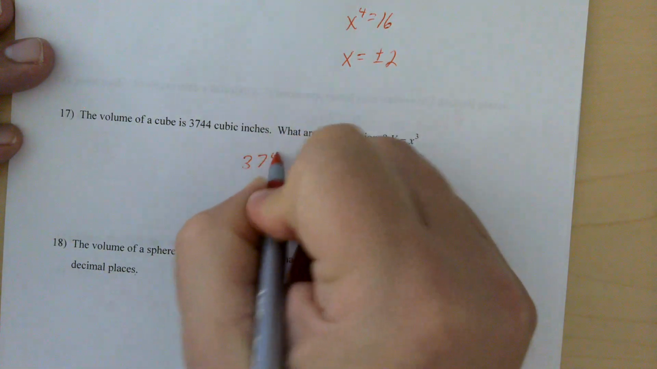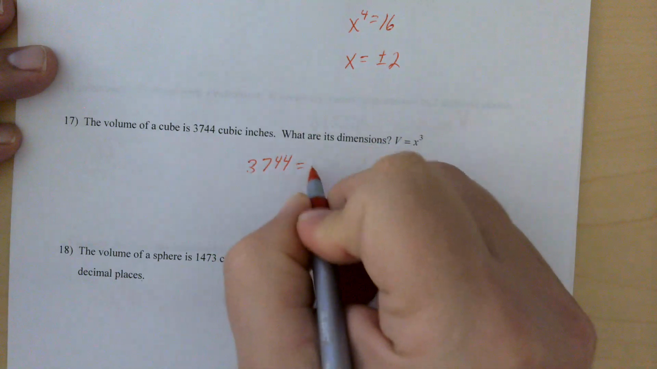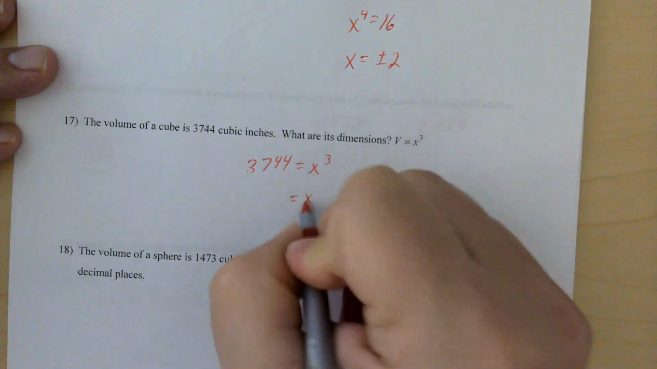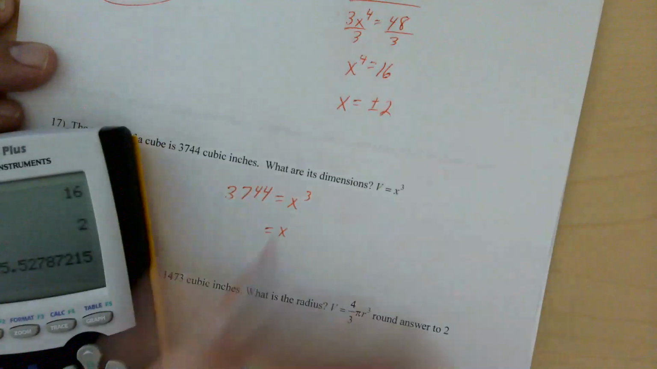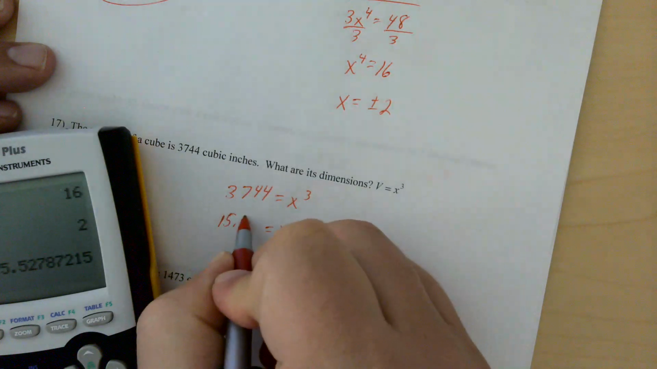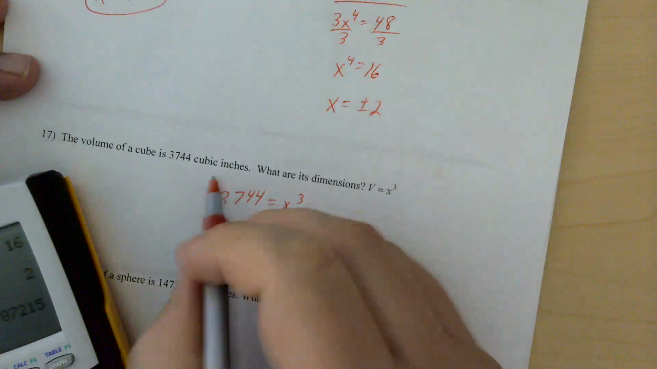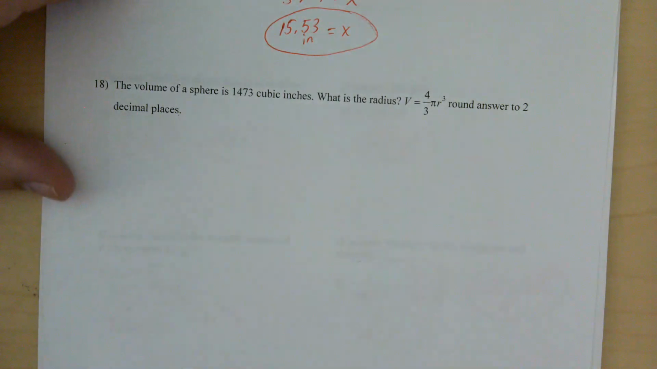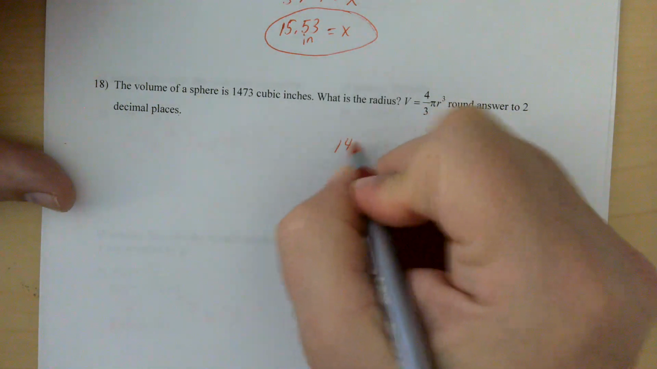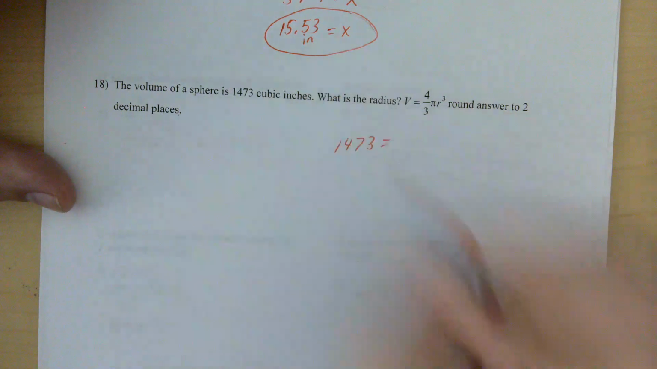Okay? Easiest question on the test. I give you the volume of a cube, and all I'm asking you to do is take the cube root. So 3744 raised to the 1/3 power, or take the cube root. You get about 15.53, and it's inches. Okay, that one's super easy. The last one's super easy. We've seen this problem numerous times. The only thing I can change is the volume.